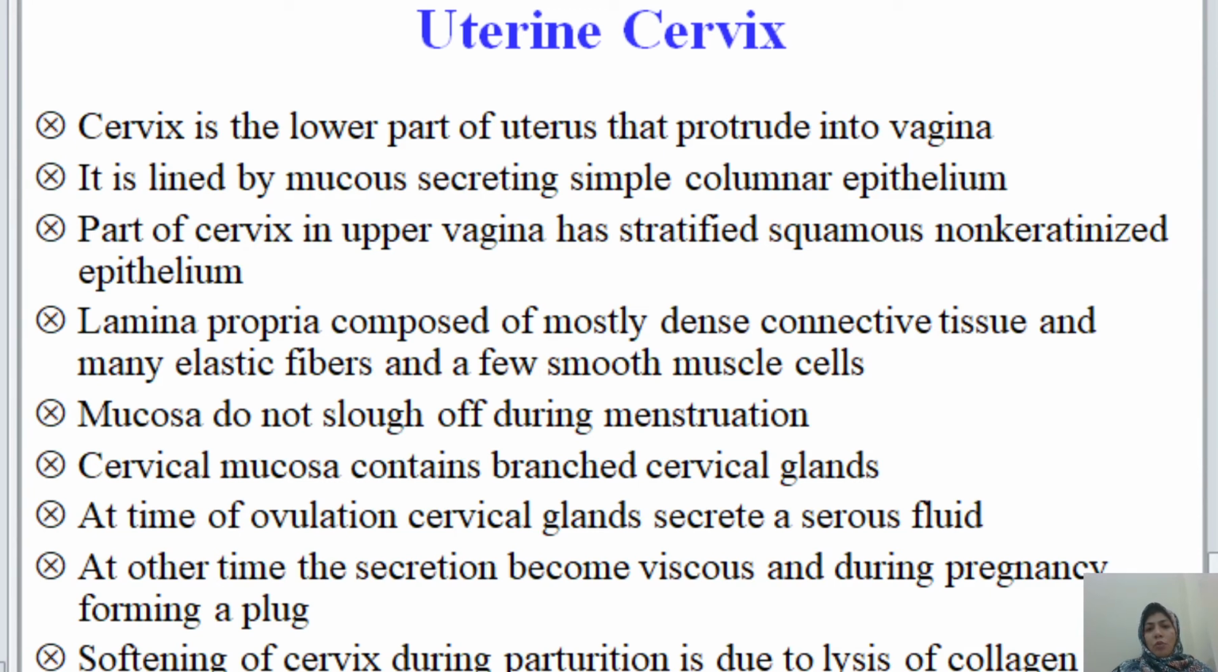The cervical mucosa does not slough off during menstruation, and it contains branched cervical glands. At the time of ovulation, cervical glands secrete a serous fluid, and at other times the secretion becomes viscous, and during pregnancy it forms a plug. Softening of the cervix during parturition is due to lysis of collagen.